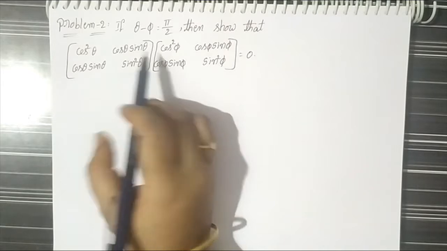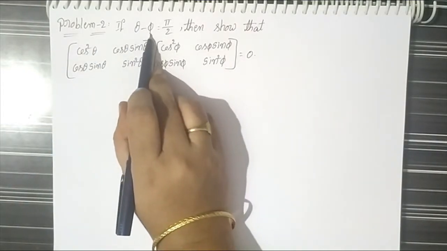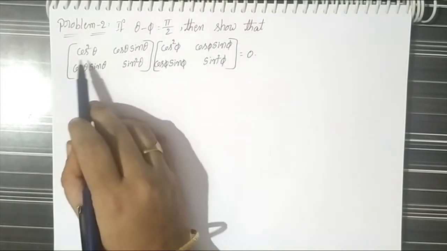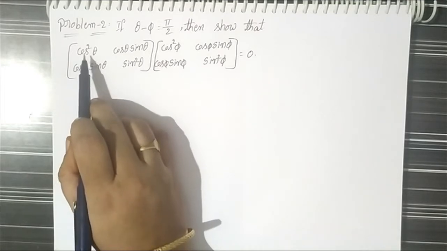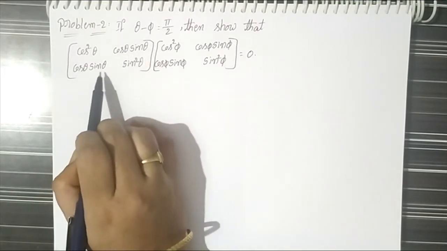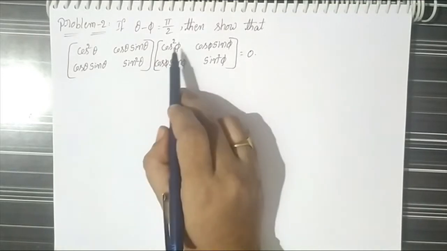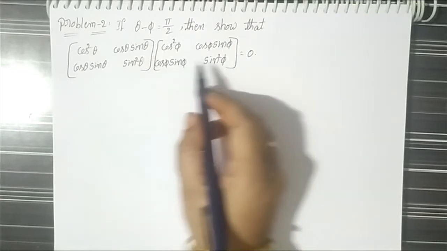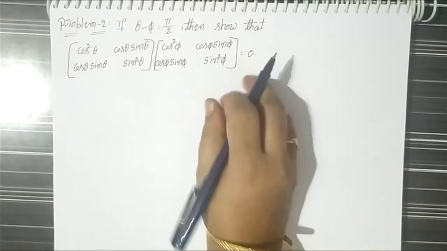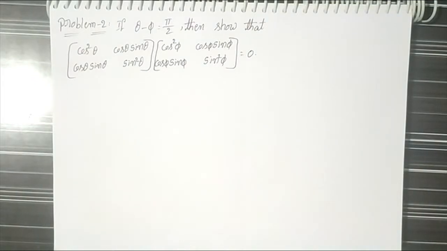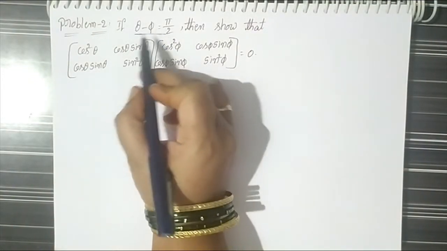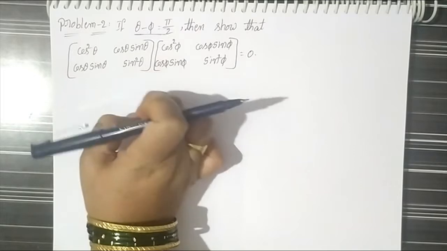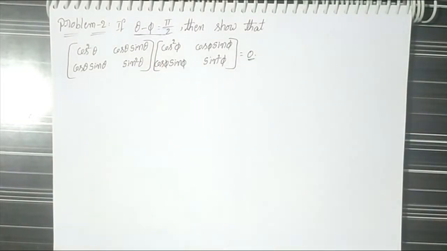Next, second problem: if theta minus phi is equal to pi by 2, then show that the matrix [cos square theta, cos theta sin theta; cos theta sin theta, sin square theta] times the matrix [cos square phi, cos phi sin phi; cos phi sin phi, sin square phi] equals 0. This is our given problem. We are given one condition, that theta minus phi equals pi by 2. By using this condition we can show that the multiplication of these two matrices is equal to O.